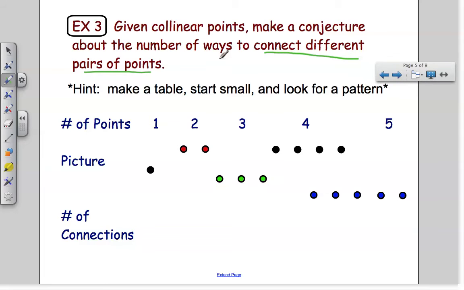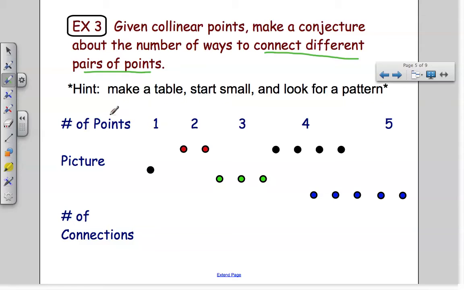Pair meaning 2, right? So I have to find the number of ways to connect 2 points. And I wrote a hint here. Anytime you're supposed to make a conjecture about something that sounds this crazy, make a table and start small and look for a pattern there. You're not going to be able to look for every option in the world, but if I start small and I observe the pattern that's happening, I should be able to make that conjecture.